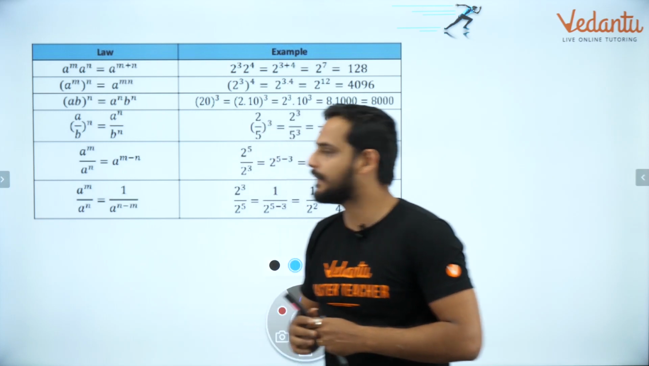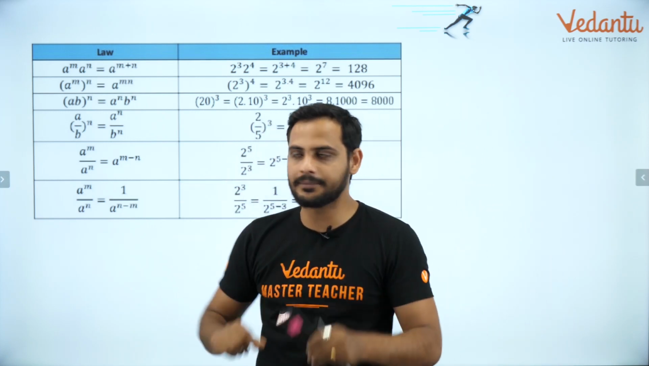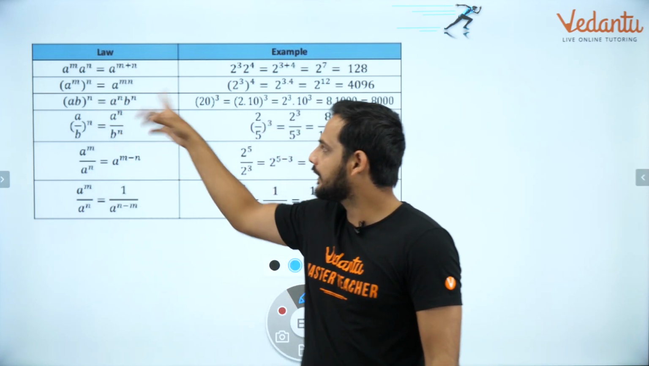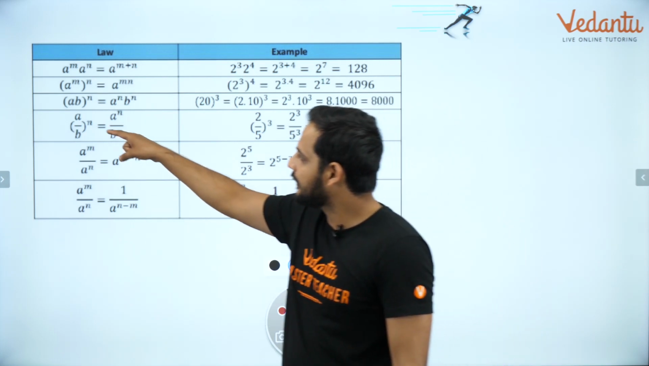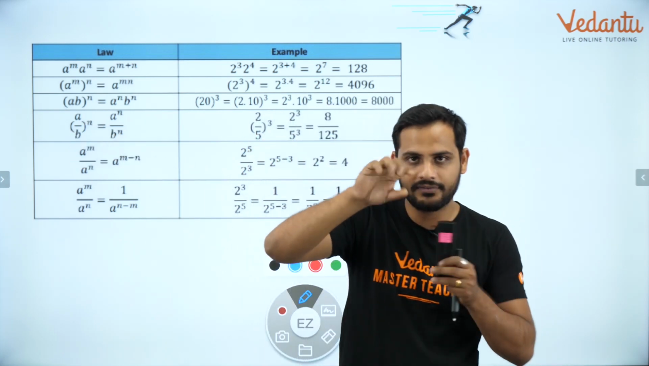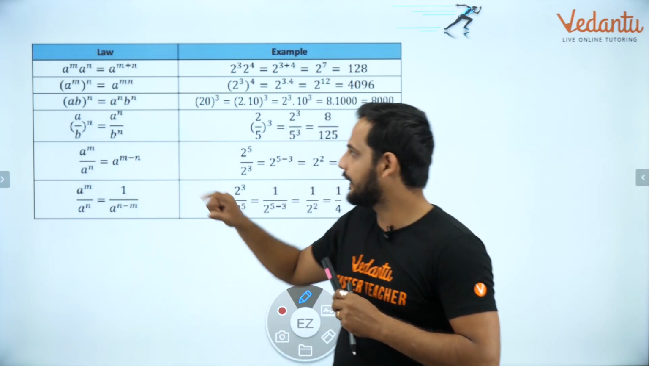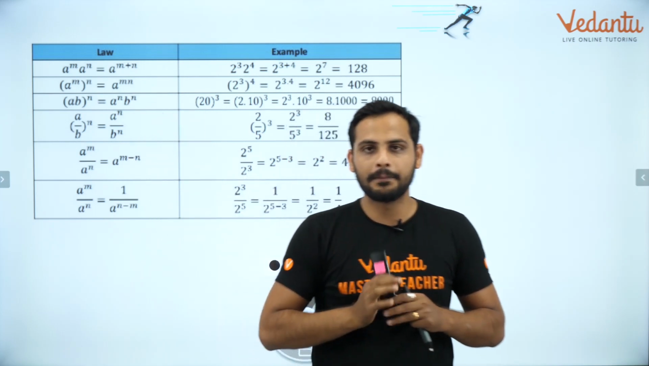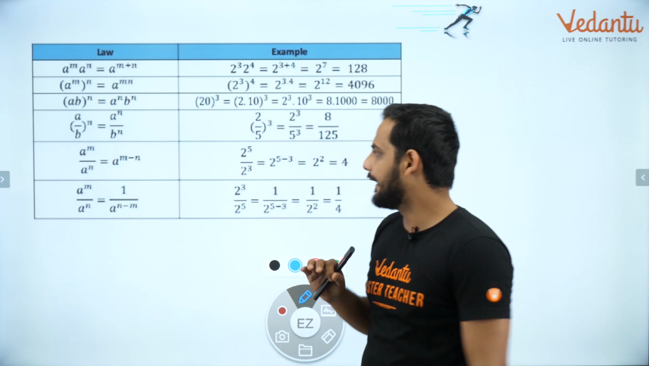Third is ab raised to the power n. In multiplication I can split the power, so it will become a raised to the power n into b raised to the power n. Then in division also, I can split the powers: a by b raised to the power n is a raised to the power n upon b raised to the power n. Then I have in division.